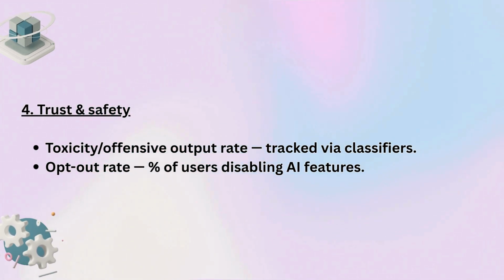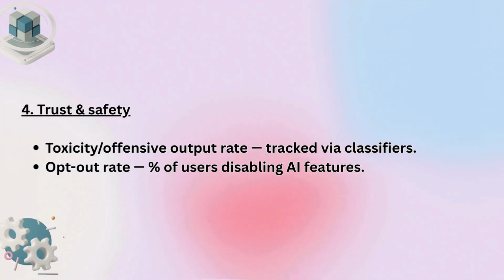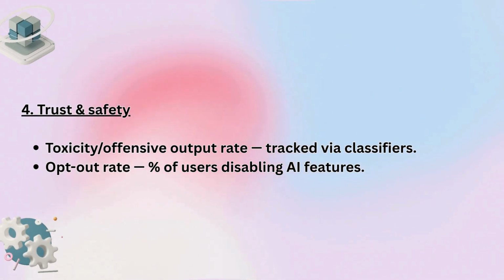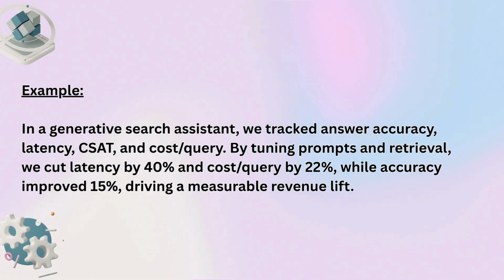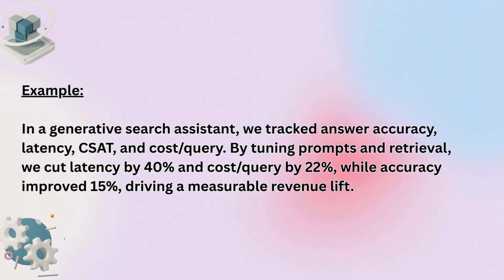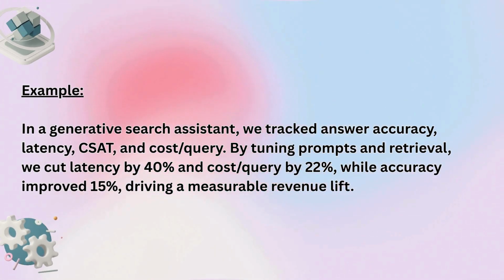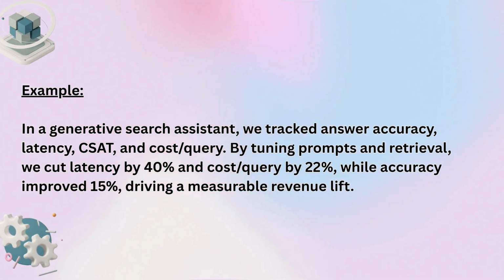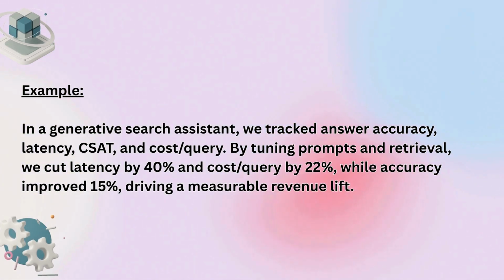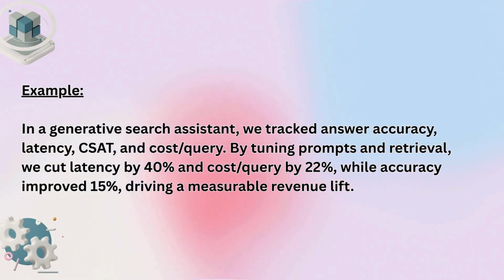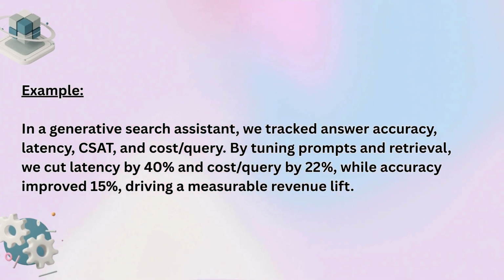4. Trust and safety: toxicity, offensive output rate, tracked via classifiers. Opt-out rate: percent of users disabling AI features. Example: in a generative search assistant, we tracked answer accuracy, latency, CSAT, and cost per query. By tuning prompts and retrieval, we cut latency by 40% and cost per query by 22%, while accuracy improved 15%, driving a measurable revenue lift.